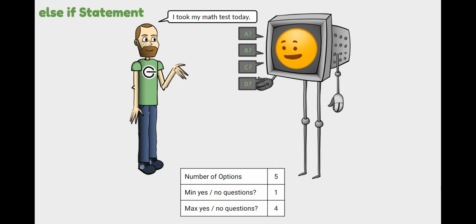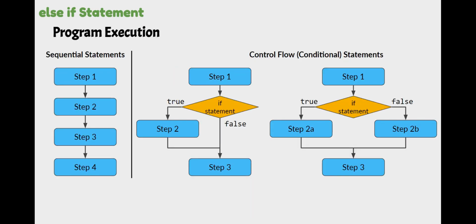They already know. Here we see representations of our three previous types of program execution that we've seen. First is our sequential statements, where our program code is executed one line at a time from top to bottom. In the middle, we see the flowchart that represents the if statement. That is the first control flow or conditional statement that we learned. On the right, we see the flowchart that represents the if else statement.